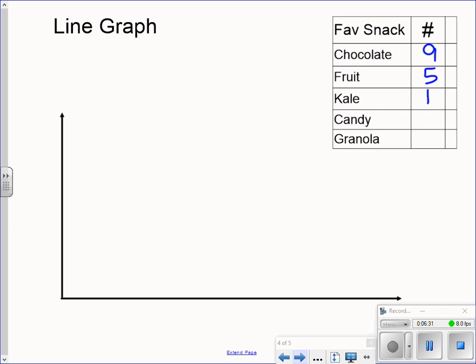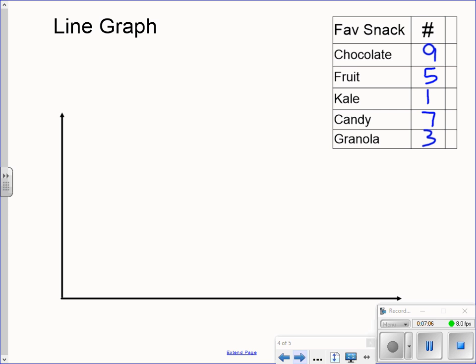Hands up if candy is your favorite snack. Any type of candy. Holy, 1, 2, 3, 4, 5, 6, 7 people chose candy. And if you're one of those other healthy people besides the kale person, if granola is your favorite snack, 1, 2, 3. All right, so 3 people like granola. Should have maybe had other up there for people who don't like any of those things and they prefer something else, maybe like salty chips or something like that. But we don't have that option.